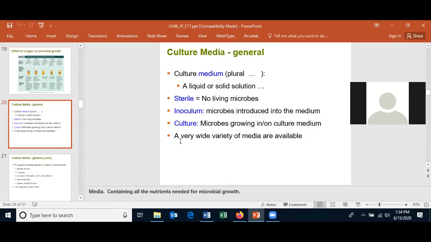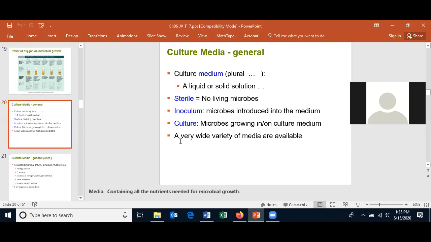All right, let's talk a little bit about culture media. In general, culture media contains the nutrients that are needed for microorganisms to grow. Medium is singular, so I have one medium, but if I have two or more different media, media is the word you use for plural.